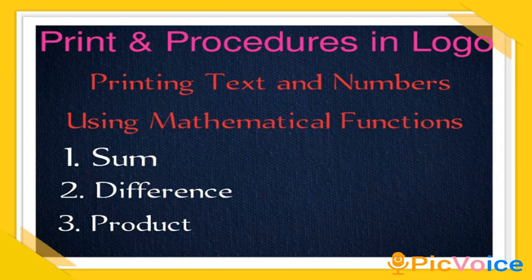First is sum. Sum means the addition. Suppose we want to add two numbers 40 and 20. Then the print command will be PR sum 40 space 20. Then the output is 60. Then this output will be displayed in the recall list box.